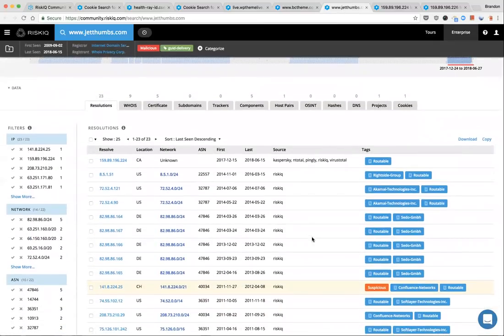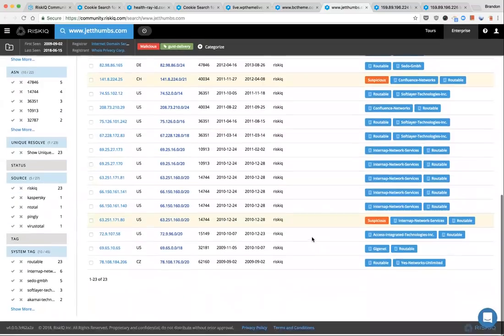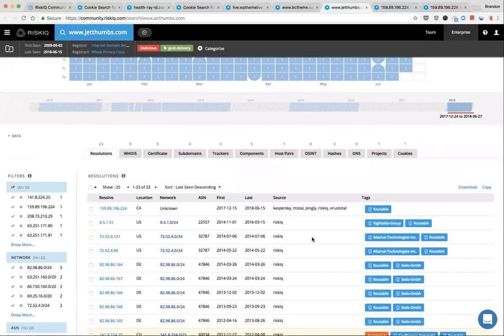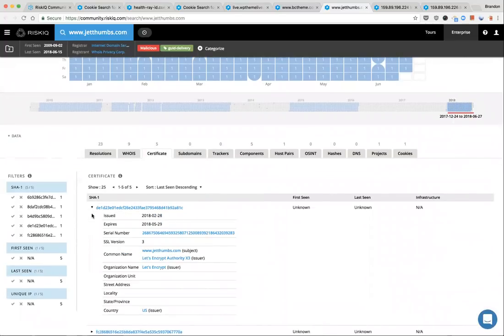Again, a number of IP addresses that have been used here. Some of them already marked suspicious on our side, but a lot more IP addresses and a lot more history with this website. So it may be something that's compromised or recently came up for renewal, and the malicious actors took advantage of that. If I look at the certificates, again, common theme here. We're seeing Let's Encrypt across the board, again, with the common name of jetthumbs.com.